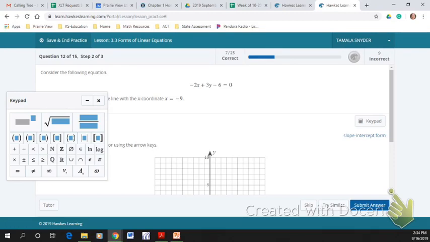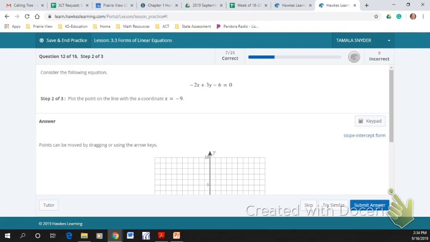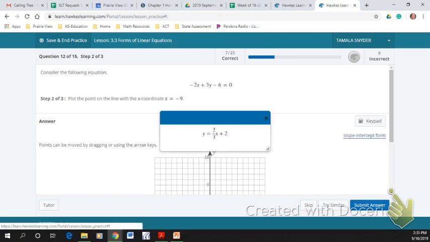Okay, step 2. Points can be dragged, so this is just like the last one. Plot the point on the line with the x-coordinate of -9. Okay, so if your x-coordinate's -9, remember you can look at your previous answer. Here's our previous answer. And if x is -9, I need to find y at that point. So in other words, replace x with a -9.